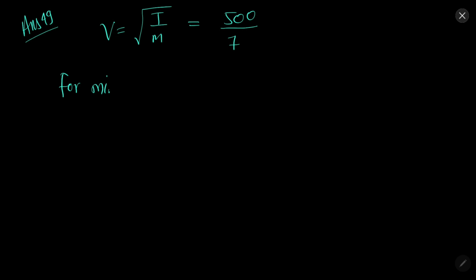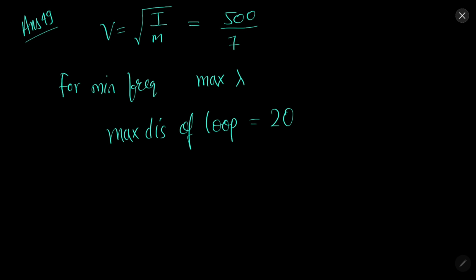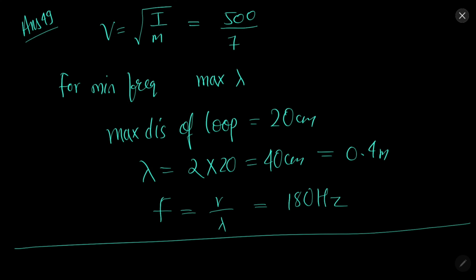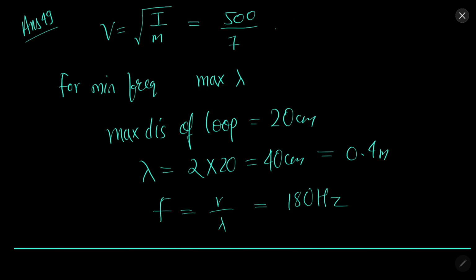For minimum frequency we want maximum wavelength. So max distance of loop is 20 centimeter. So wavelength will be 2 into 20, that is 40 centimeter, because one loop is half the wavelength, so 0.4 meters. So frequency can be V over lambda, which will come out to be 180 hertz. This will be approximately 72 meters per second.